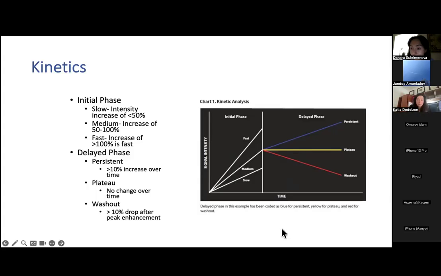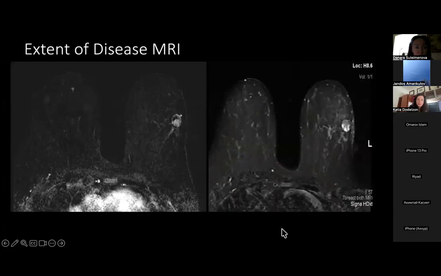So this is just an example of an interesting case. This is a patient who had a biopsy-proven cancer in the left breast. You see it's an oval mass. I guess you can say it's well circumscribed. It heterogeneously enhances. It's areas of enhancement, not enhancement. This was known, though, biopsy-proven carcinoma, and she presented for extent of disease MRI. We were looking, is there anything anywhere else?